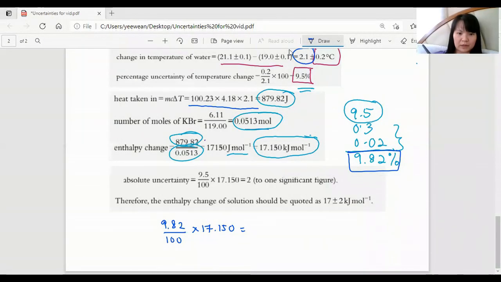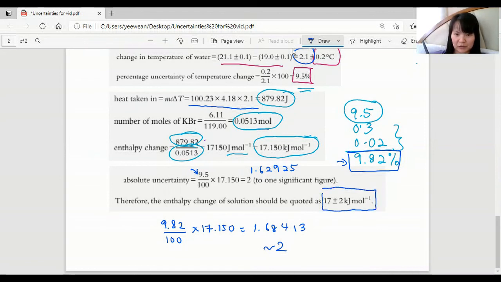Now let's compare using 9.5 and 9.82. So that 0.32, let's see what it does. So 9.5% out of 17.150 would be 1.62925. And 9.82% out of 17.150 is 1.68413. So it's still 2 is the uncertainty to one significant figure. So in the end, we're still going to get 17 plus minus 2 kilojoules per mole.